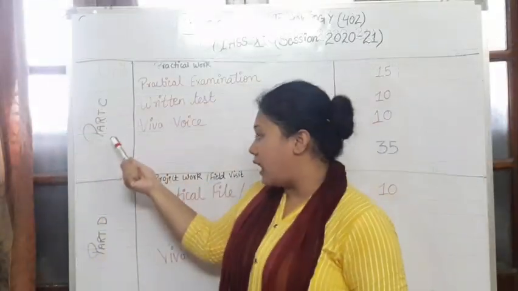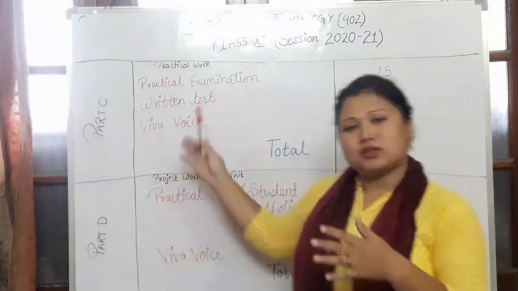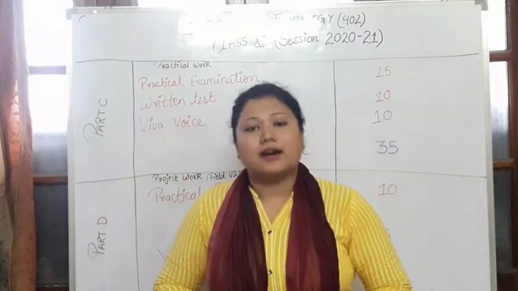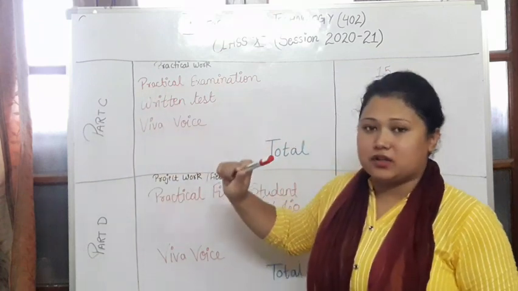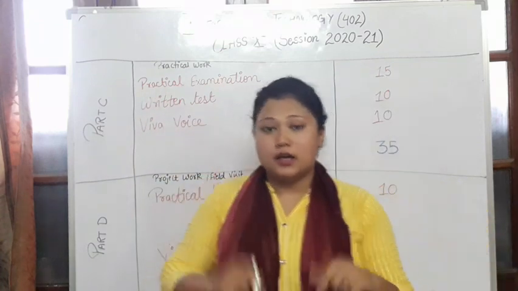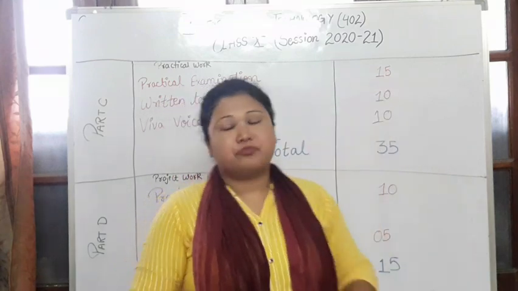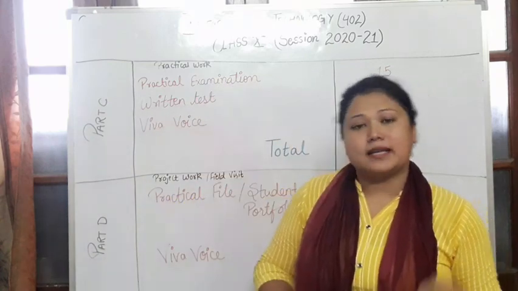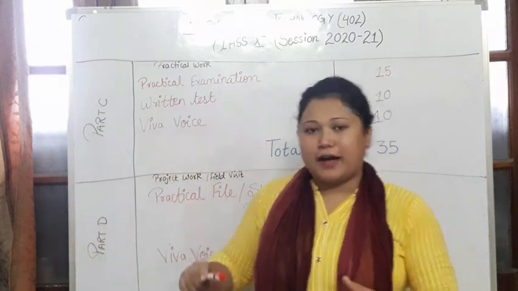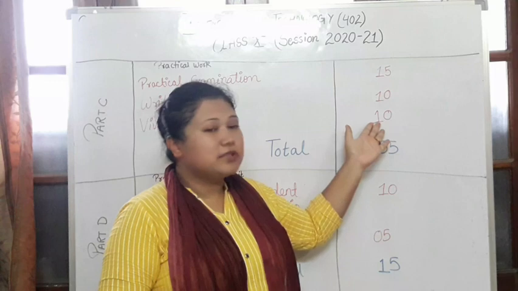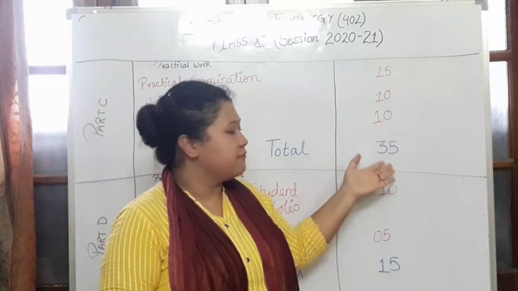Moving towards part C and part D. Part C is actually practical work, right? Part C is the first practical examination that will be held in your school. The practical examination consists of 15 marks. Next is the written exam, which is also held in your school, of 10 marks. Next, viva voce. Viva is of 10 marks in the school. So the total will be 35 marks.